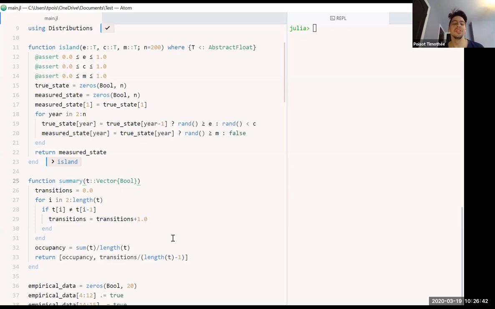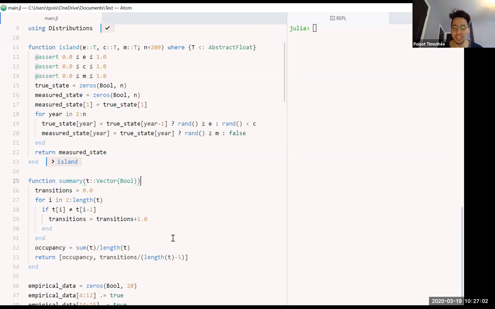The second summary statistic we'll use is the occupancy. And occupancy is how many times the insect was detected as being present. So an insect that is here all the time would have an occupancy of 1. An insect that would never be detected would have an occupancy of 0.